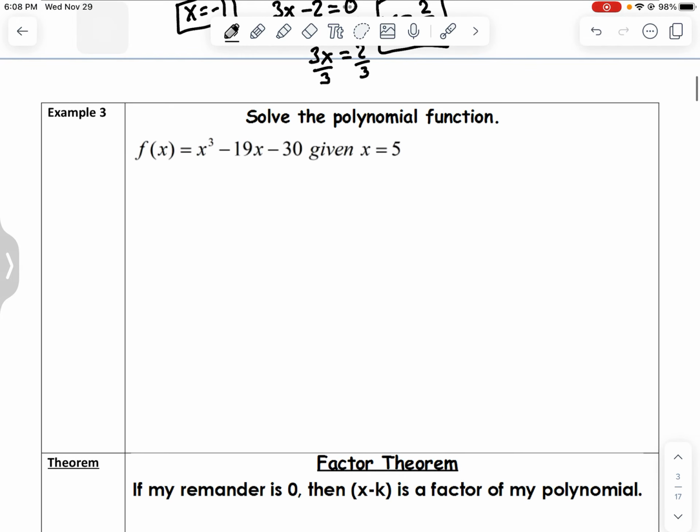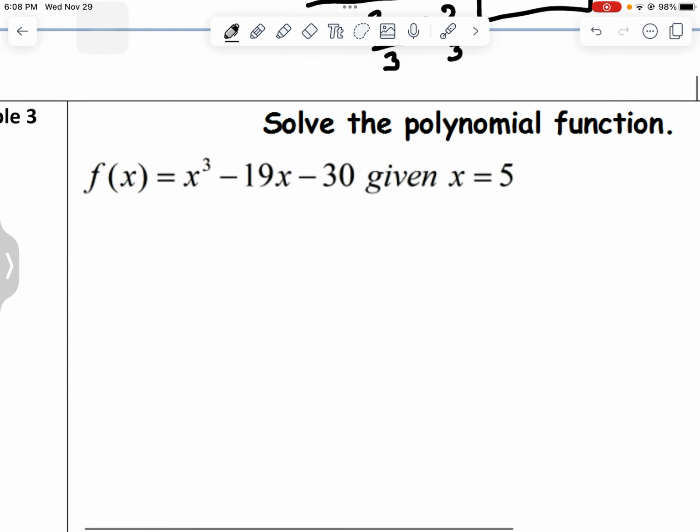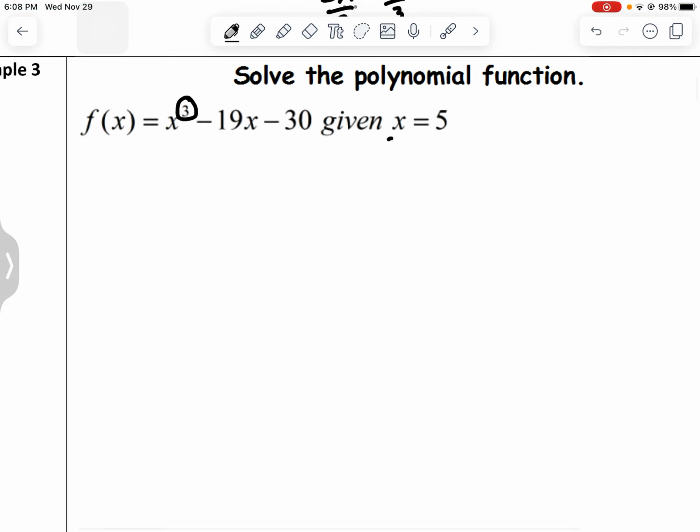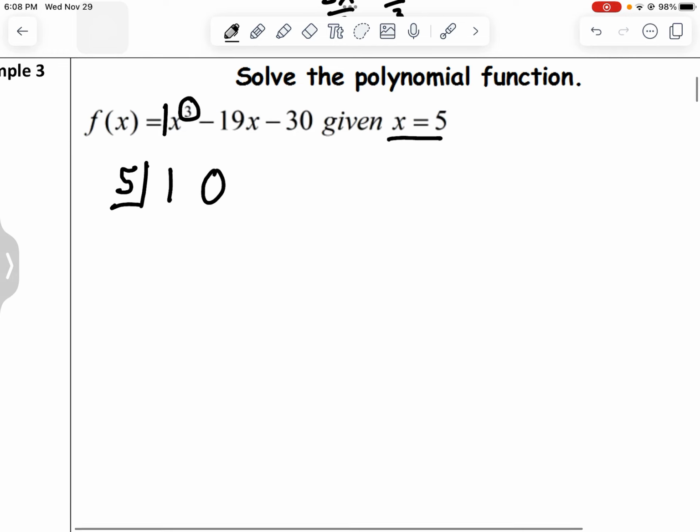Here's our next one. Solve the polynomial function. This time, again, they gave us x equals 5. It's x to the 3rd, so we're expecting 3 answers in the end, where this is one of them. So when you line this one up, 5 is going to go in our half box. Remember, we're starting with 1 here, but since we're missing the x squared term, we're going to fill in a 0. So 1, 0, -19, -30.